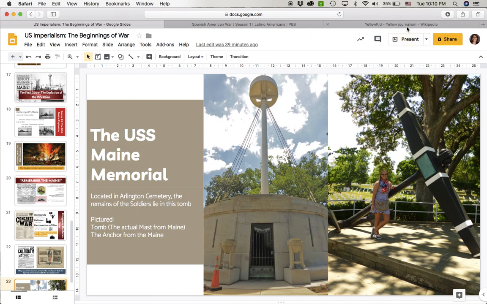Hopefully that all makes sense. Hopefully you guys were able to get your worksheet filled out. If you have any questions, let me know. Tomorrow we're going to be doing an activity of looking at different perspectives of who actually blew up the Maine, because countries all over the world teach different things.